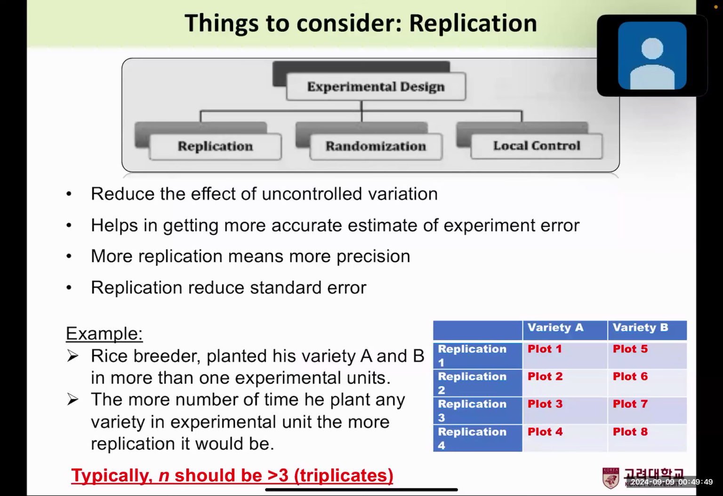So there are several things to consider. So first will be the replication. So you perform replication, you perform repeated experiments in order to reduce the effect of uncontrolled variation. And then it helps you get a more accurate estimate of experimental error. And then replication also reduces errors, right? So for example, let's assume that you are a rice breeder, and then he planted his variety A and B in more than one experimental unit.